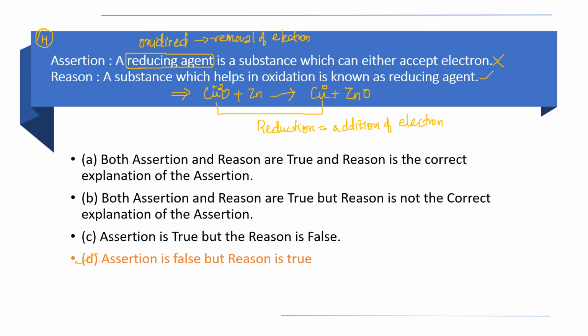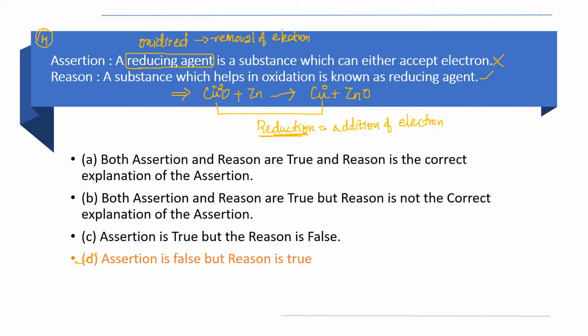chemical equation. CuO, copper oxide, when it reacts with zinc, you will get copper plus zinc oxide. Here, oxygen from the copper oxide is removed to form copper, right? So, removal of oxygen means reduction. CuO gets converted to Cu, which means reduction is happening here.